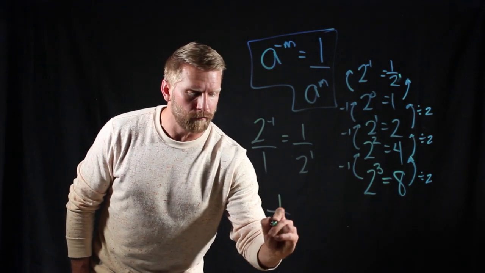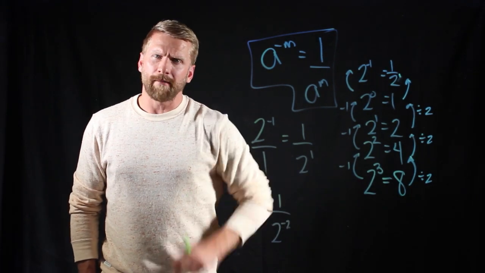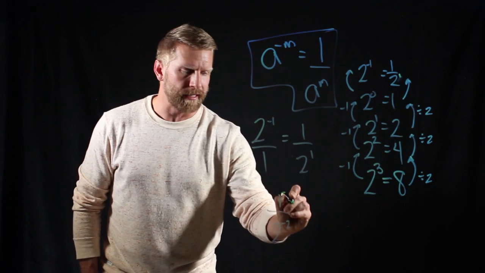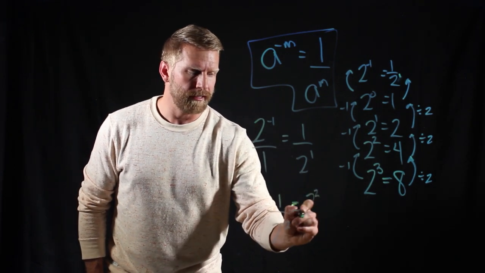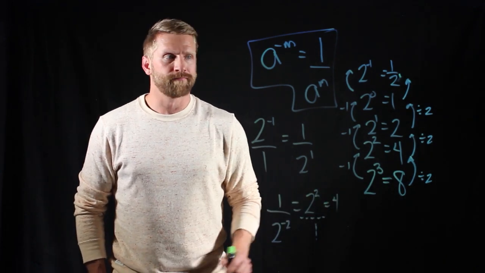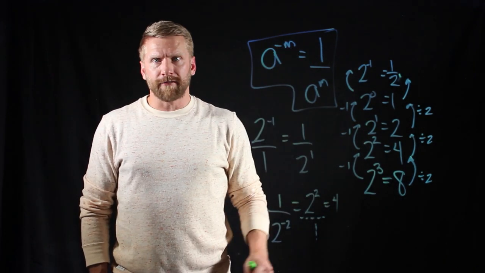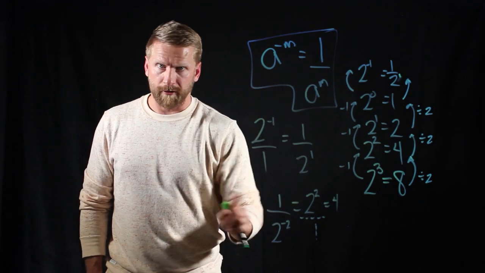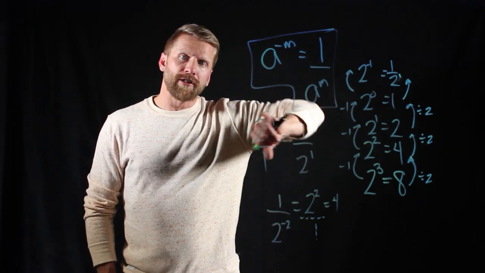I could have 1 over 2 to the negative 2. I want to make that positive, I reciprocate it. 2 to the 2. And yeah, sure, it's over 1, but I don't even need to write that. And it's just 4. Okay? So anytime you have a negative exponent, whether it's on the top or whether it's on the bottom, to make it positive, you reciprocate it.